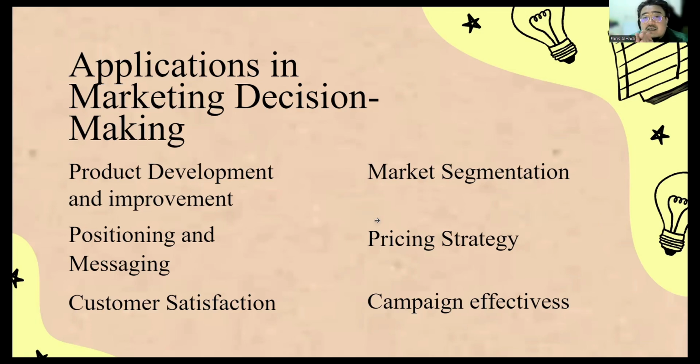The third one is positioning and messaging. Consumer research helps align a brand's positioning with what matters most to our audience. For example, a luxury car brand might position itself around prestige and performance, based on research showing these attributes drive purchase decisions amongst its targeted audience.